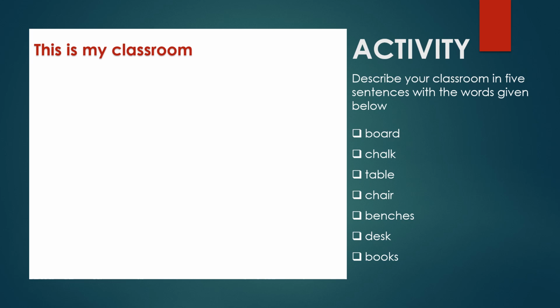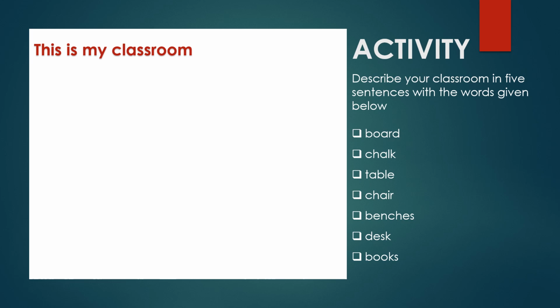Let's do an activity. Here is given one activity. Describe your classroom in 5 sentences with the words given below. Here some words are given. With the help of these words, we learn how to write about our classroom. The words are board, chalk, table, chair, benches, desk, and books. So you have to imagine that this is your classroom.